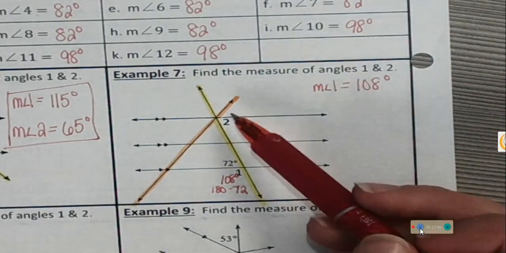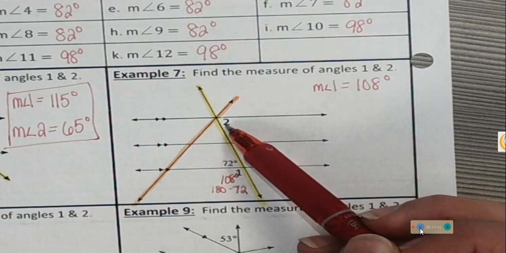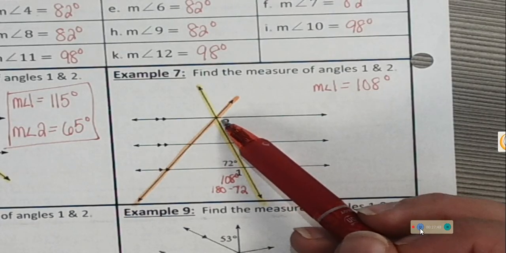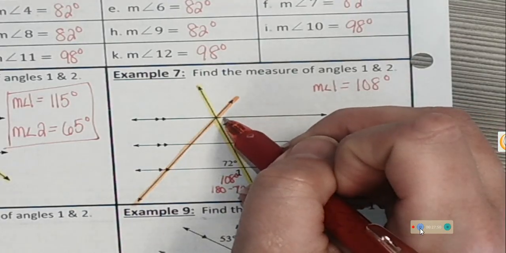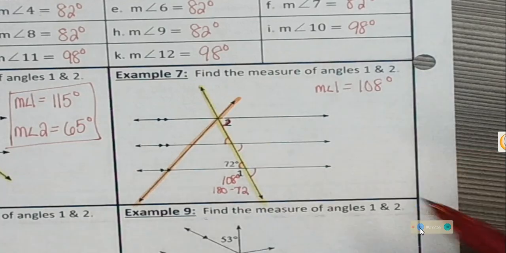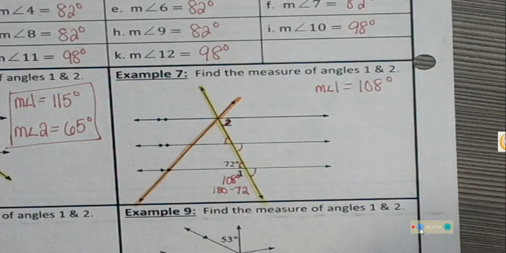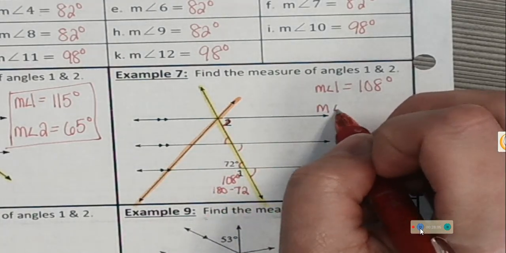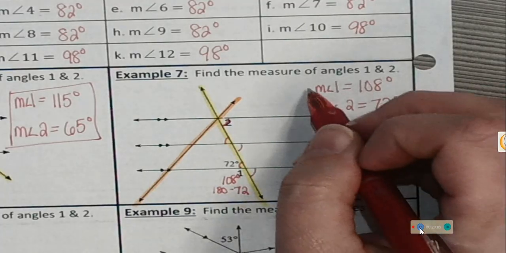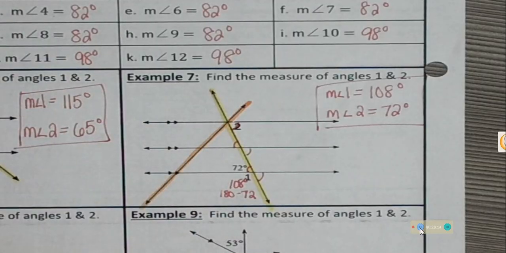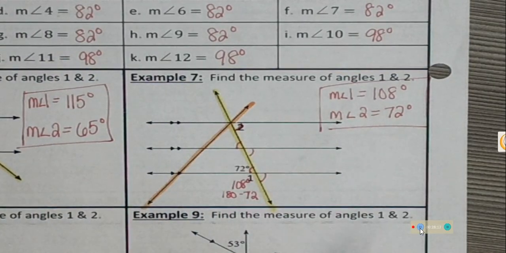Okay? Angle 2, is angle 2 sitting on the yellow or the orange transversal? On the yellow. So watch what I'm going to do. I'm going to zigzag all the way down. Zig, zag, zig, zag, zigzag. What is angle 2 marked congruent to? Angle 2 and 72 are congruent. So the measure of angle 2 equals 72 degrees. So even though that's a much harder looking figure than the ones before, it's the same work.